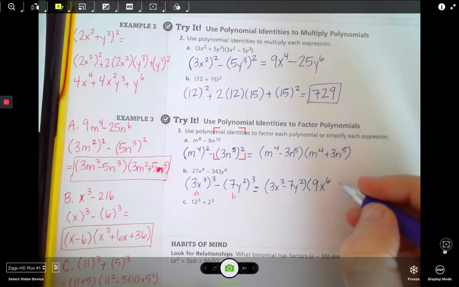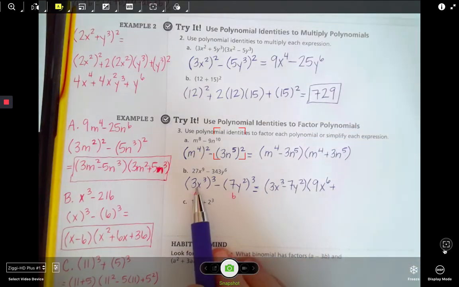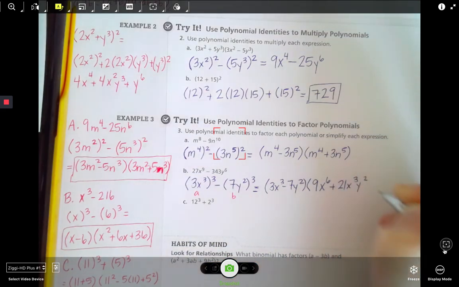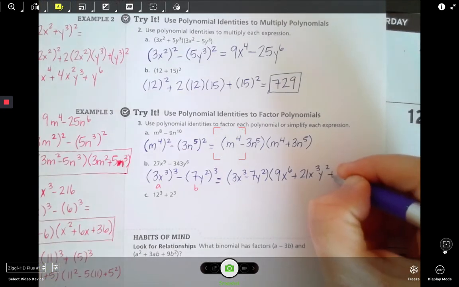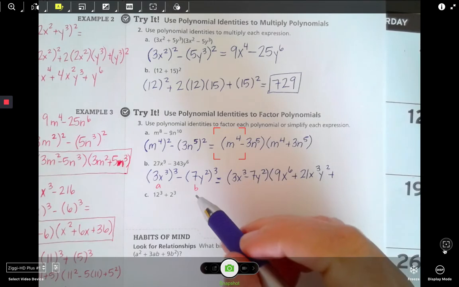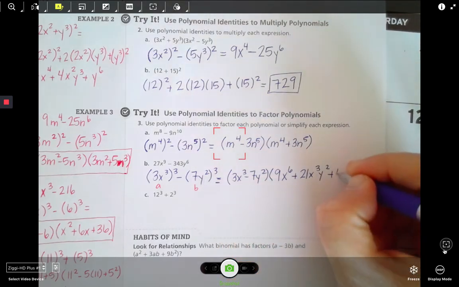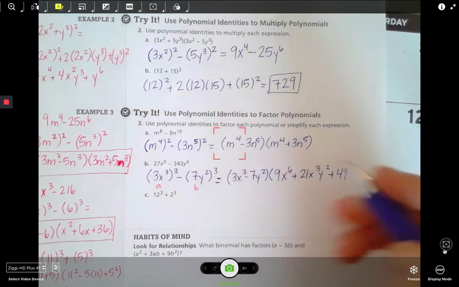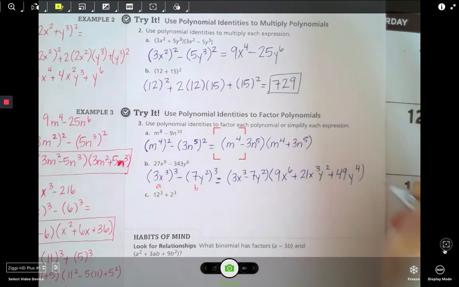So that's A squared. Next we got plus A times B. Well, what's 7 times 3? 21. X cubed y squared, because you can't multiply those together, plus B squared. 7 to the second power is 49. Y squared to the second power would be y to the 4th.